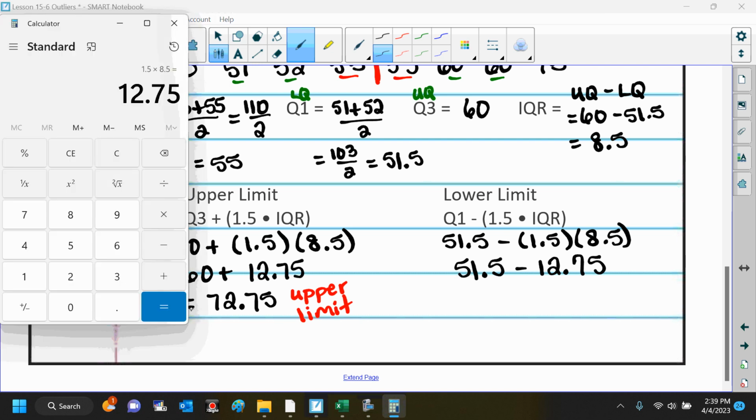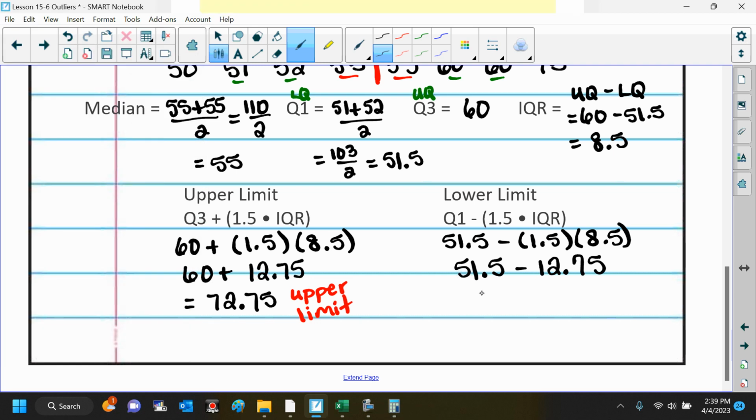So I've got 51.5 minus 12.75, and that's going to give us 38.75. So this is 38.75, and that is the lower limit.